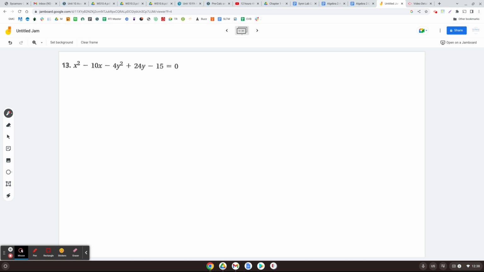Okay. So we've got two things that are being squared, but one of them is negative. So that tells me that this is a hyperbola. Are you good with that? We want to write our hyperbola as x minus h squared over a squared minus y minus k squared over b squared equals 1. So that's what we want it to look like.